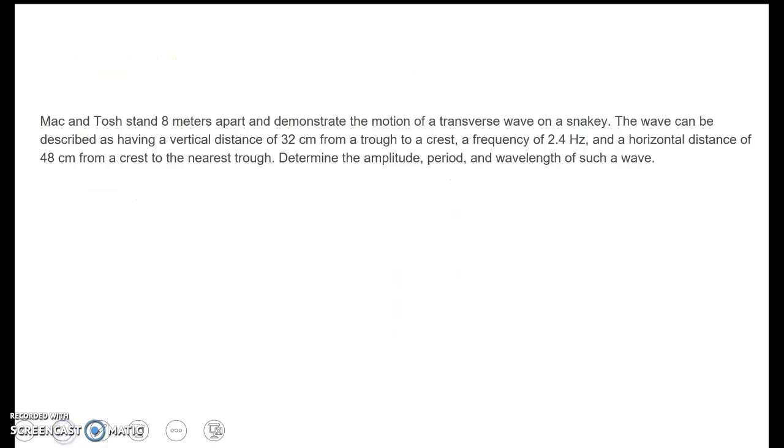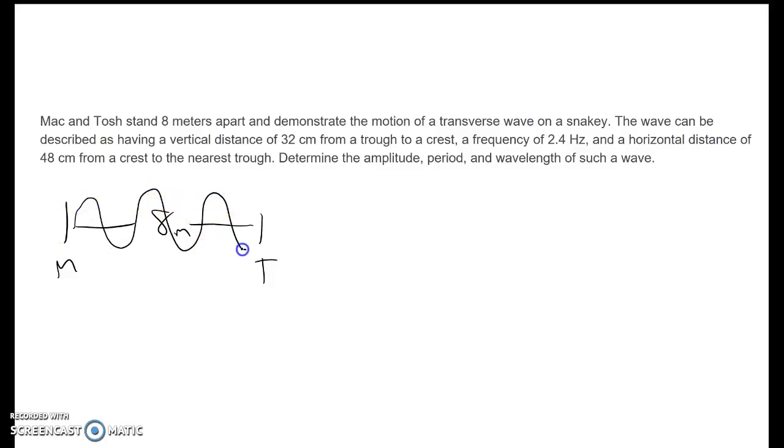So we've got Mac and Tosh. They're standing 8 meters apart. Here's Mac, here's Tosh. They demonstrate the motion of a transverse wave on a slinky. They've got a slinky and they're whipping it around. The wave, as it goes up and down, has a vertical distance of 32 centimeters from trough to crest. Vertical, that's here, right? So that total distance from trough to crest is 32 centimeters.